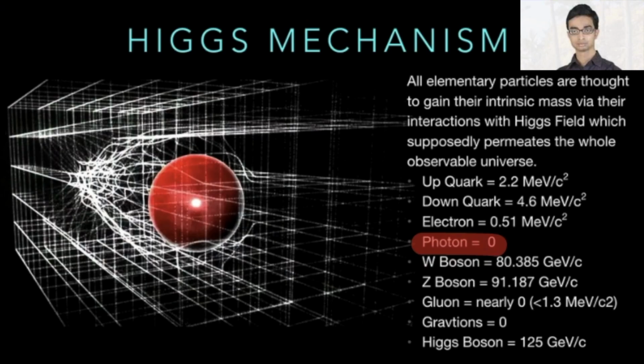Hypothetical gravitons are also predicted to be massless, while the result of Higgs interaction with neutrinos is still under speculation. Gluons are nearly massless after this interaction. The rest of the particles have substantial respective masses.